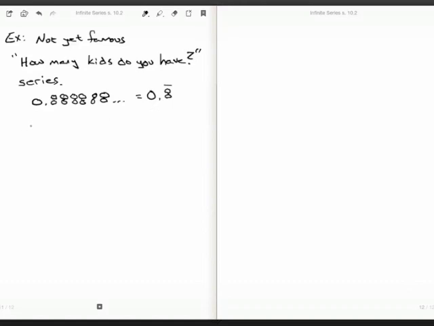Now, he didn't think that was very funny, and I don't think he got it. But what was I really saying? I was really saying I have 0 kids, plus, well, this means I've got 8/10ths of a kid, and the next term means I have 8/100ths of a kid, and the next one says I have 8/1000ths of a kid, plus 8/10,000ths, right? And this goes on and on and on and on.